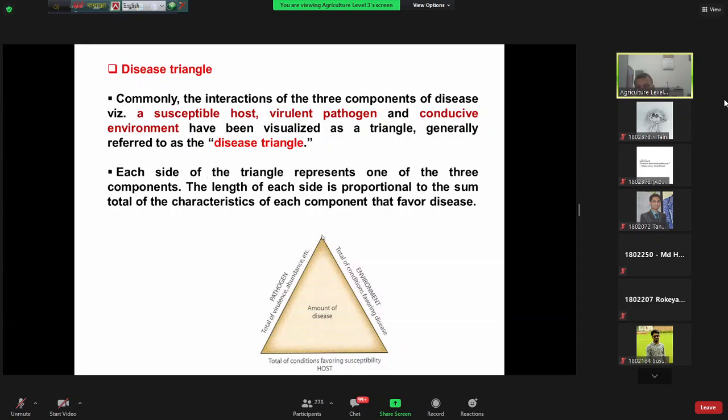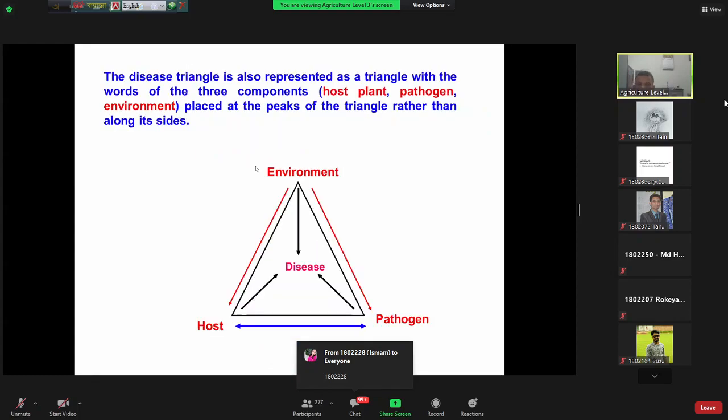Each side of the triangle: a side the pathogen, a side host, a side environment. And then the length of each side is proportional to the sum of the total characteristics of its component, meaning how big it will be. Again, the disease triangle can also be represented as a triangle by placing the component at the peak of its angle. You see here, if you put the environment at the top, environment has effect on host and also on pathogen.